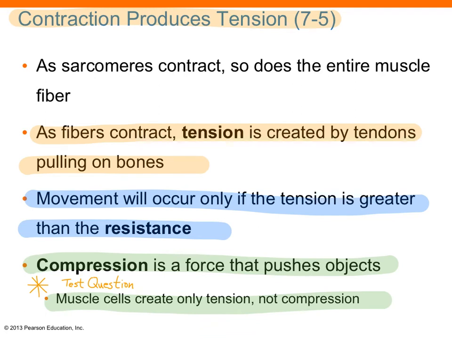Now, when a muscle contracts, it produces tension. As fibers contract, tension is created by the tendons pulling on the bones. Movement will occur only if the tension is greater than the resistance. Those two highlights are test questions. Compression is a force that pushes objects. Muscle cells create only tension but not compression.